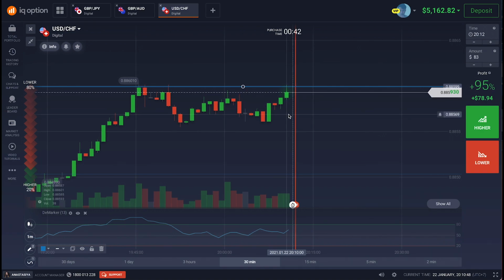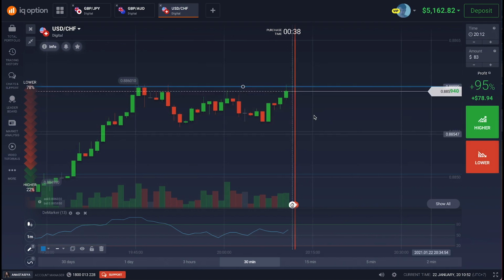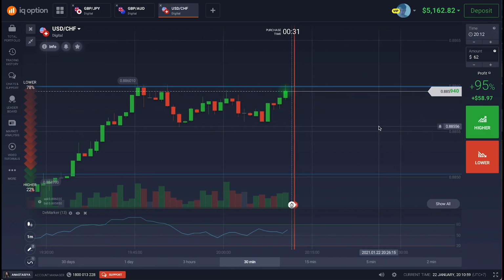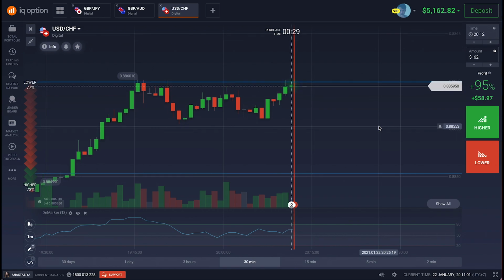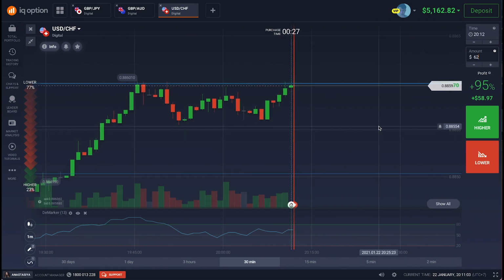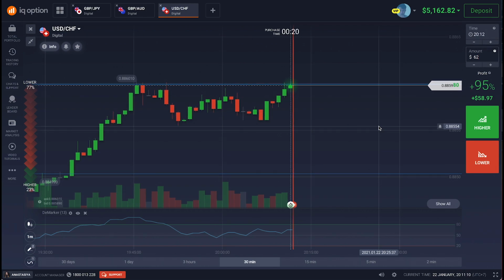We don't want it to be bullish. If you want to trade bearish, onto the next one. So let's go to the last trade of the day, $62, so that we can round up our trade at $5,100. So we wait for that rejection to happen at this resistance level.